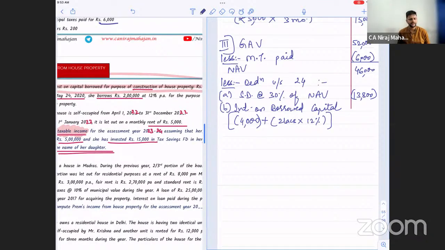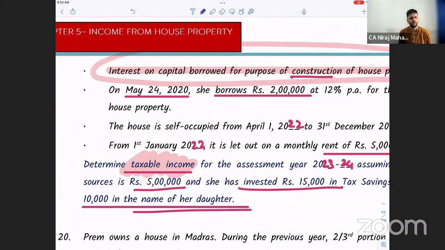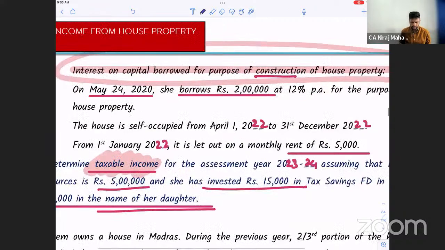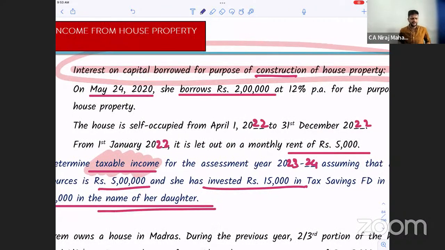Now, why it took 2 lakhs? Why it took 12%? They have not given you the date in the data. What have they said? On May 24, 2020, she borrows 2 lakhs at 12% per annum for the purpose of reconstruction of house property. She has not paid. Does it matter to you? Let us say if she has not paid, does it matter?